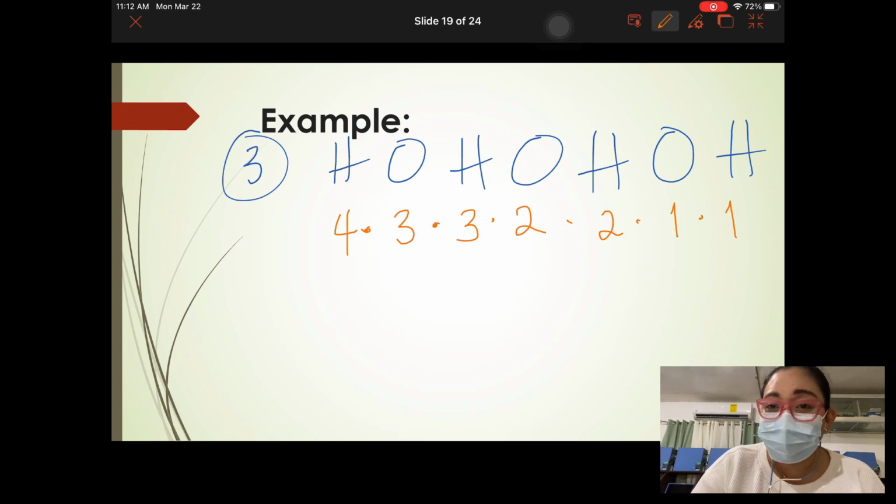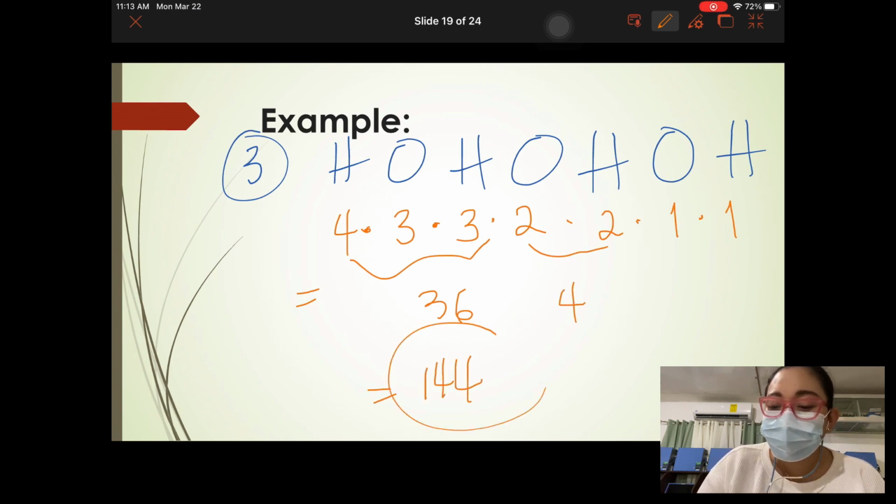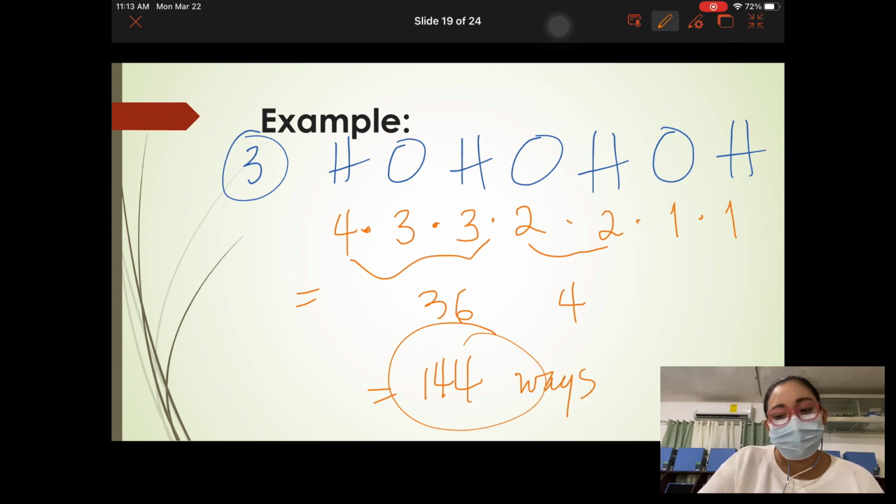If you notice, hindi sila nilagay ng factorial kasi I'm just listing down the number of choices per slot. Okay? So now, all we have to do, according to the fundamental counting principle, is multiply everything. So if we're going to multiply everything, this is just 56, and then this is 4. That's a total of 144 ways. So if you notice, nagbabago yung number of ways, diba? Kasi it depends on the rule or the specific situation.